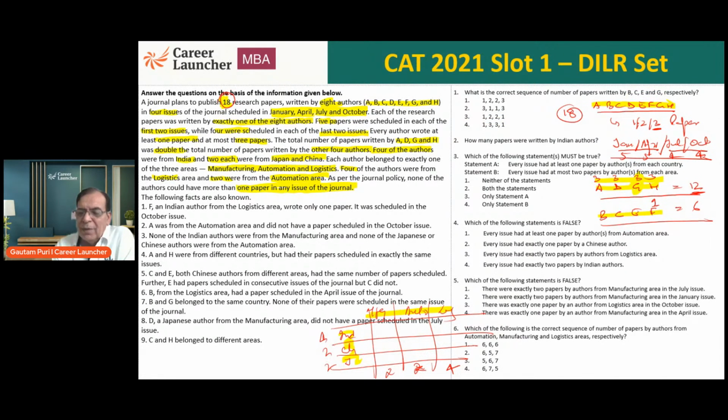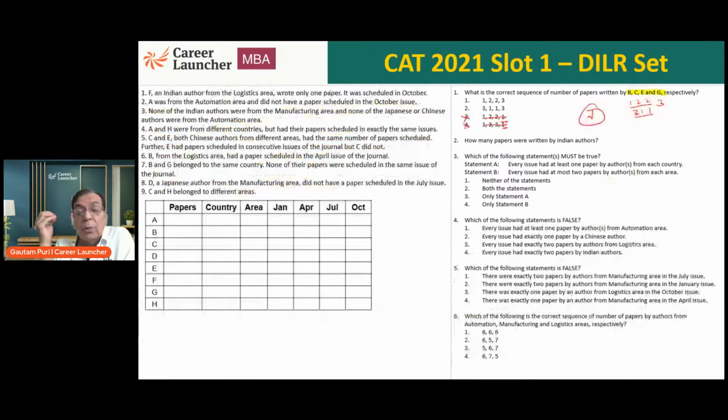One more thing we found out. What a good question this is, and people don't look at the question. So this is clearly telling me F has written 1 paper, G has written 3 papers, which is something I had already found out.